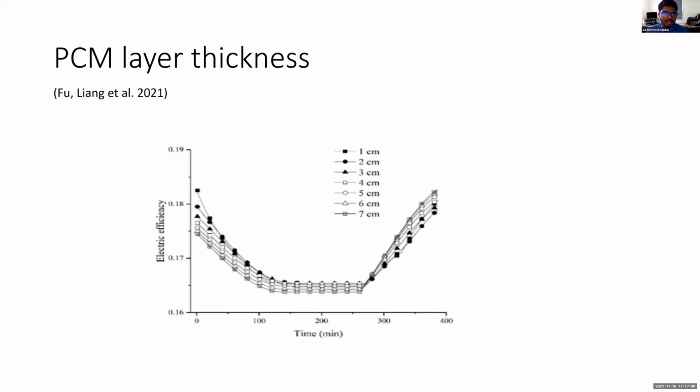And one interesting study here is conducted by Fu, who actually compared the PCM layer thicknesses and their effect on the electrical efficiency. So he compared the thicknesses from 1 to 7 centimeters. He found that the thickness had marginal effect, as we can see in the graph. Initially the PCM with low layer of thickness had a better performance, and as the time progressed, the PCM with high thickness layer had the better performance. This variance of results can be seen due to the low thermal conductivity capability of the phase change material.